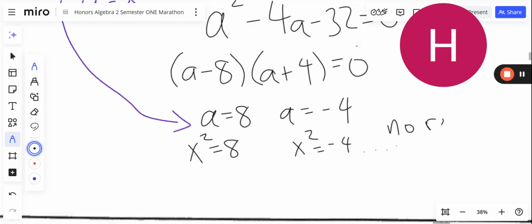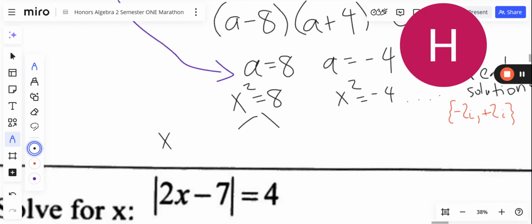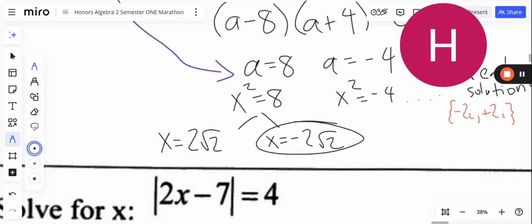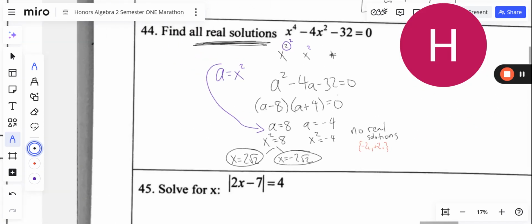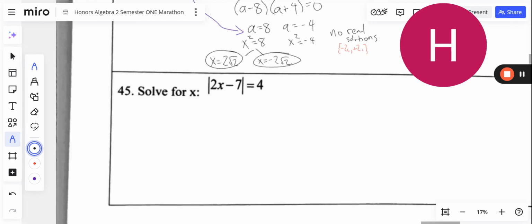This one has no real solutions. It does have solutions. It just doesn't have any real number solutions. It only has imaginary solutions. So the solutions of this would only be, let me draw those squigglies a little better, negative 2i and positive 2i. Those would be your imaginary solutions, not including those. But for here, we would have plus or minus square root of 8, which is 2 root 2, and negative 2 root 2. Those are the real solutions. That's why sometimes they specify find the real solutions, or they might say find all solutions.